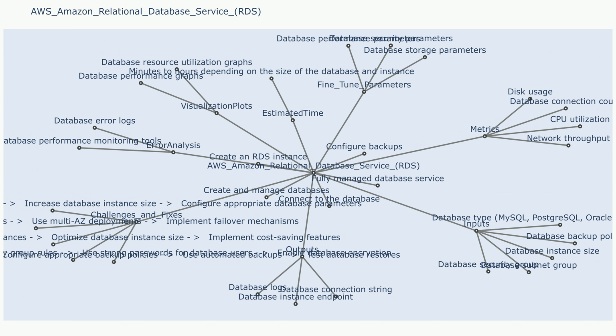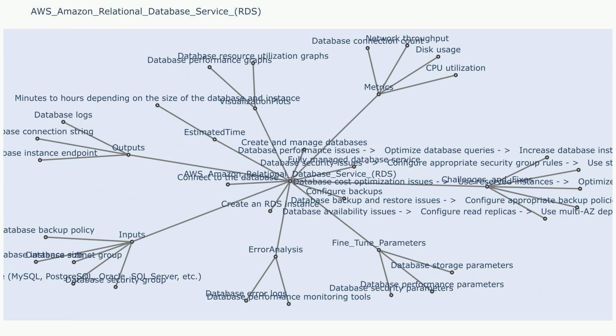Name: database instance size. Purpose: to define the computational power and storage resources for the RDS instance. Explanation: database instances come in various sizes, offering different amounts of CPU, memory, and storage. Selecting the right size is important for performance optimization and cost effectiveness.